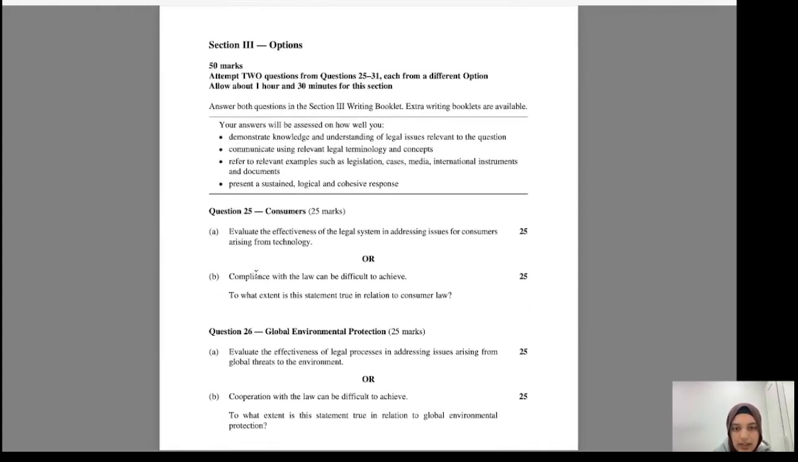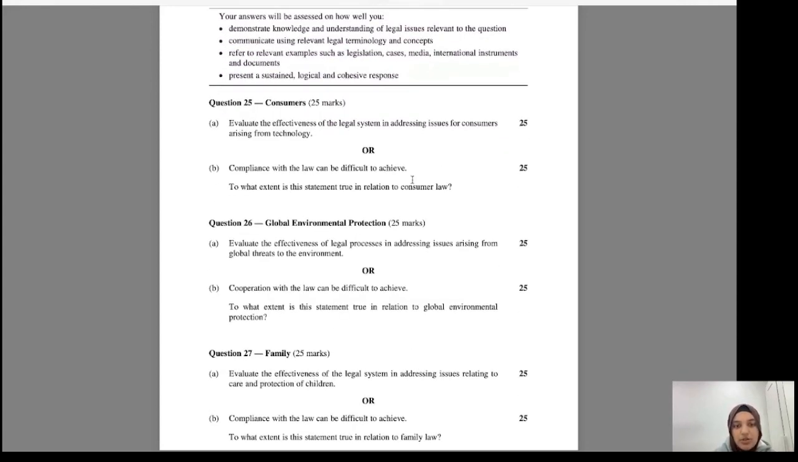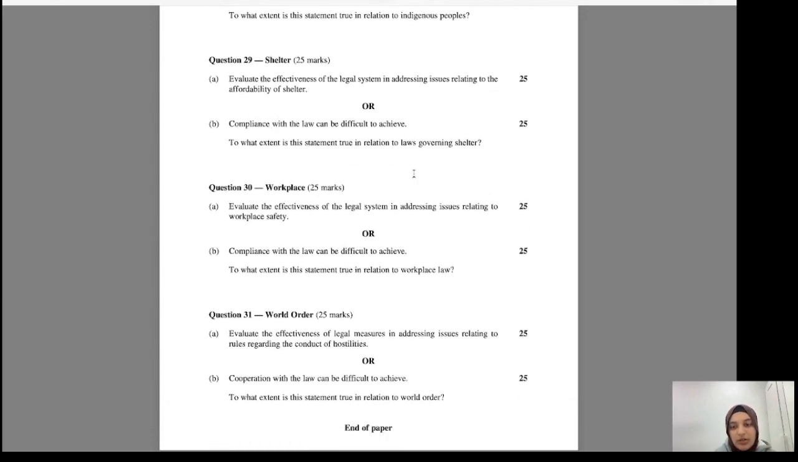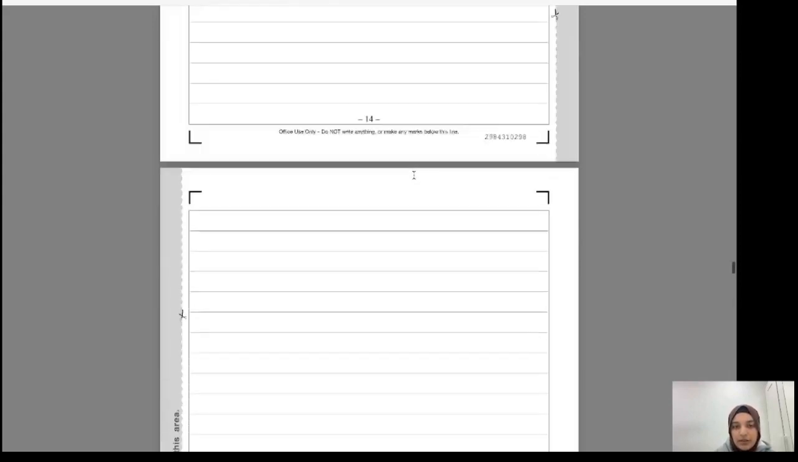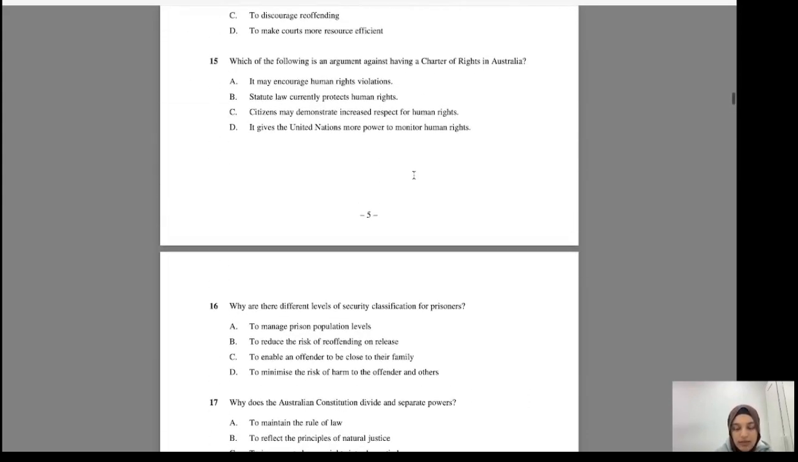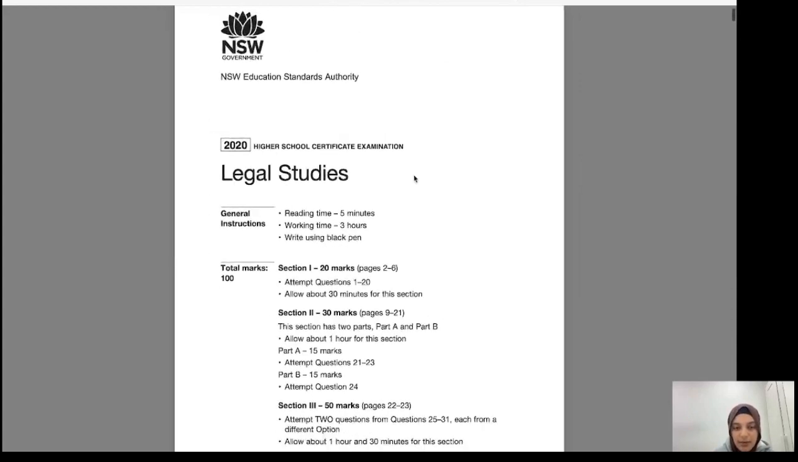So that's that. And then again, with your options, you've got the same points: demonstrate knowledge and understanding of legal issues, use relevant legal terminology and concepts, refer to relevant examples, legislation, cases, media, international instruments, documents, and present a sustained, logical and cohesive response. And then make sure that you look at the questions and choose the one that works best for you. And that basically concludes the summary of what the exam consists of and some general tips for you there. So I'll just head back now.